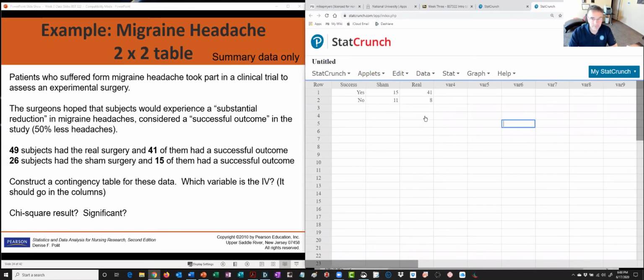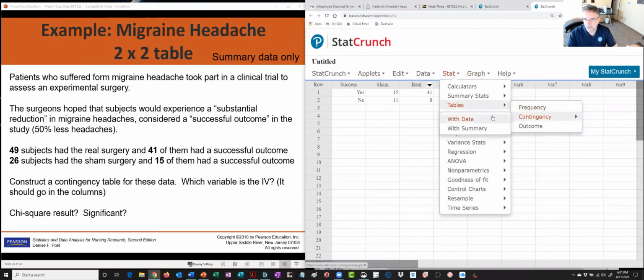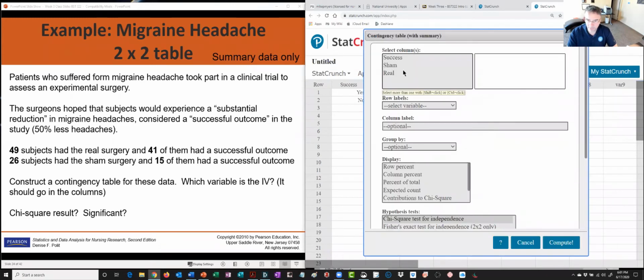So now we go up to the stat tab, tables, contingency. We don't have the data, we have the summary. So we click on summary. We're going to select our columns here. So we're going to select the sham and the real. And our row variable is going to be the success column.